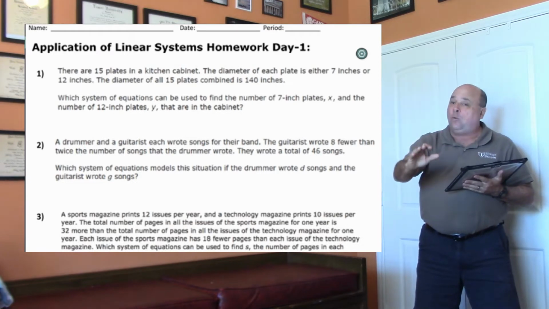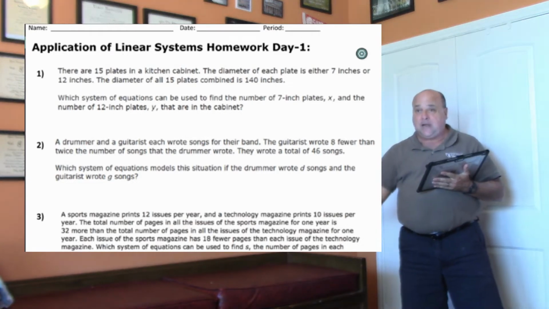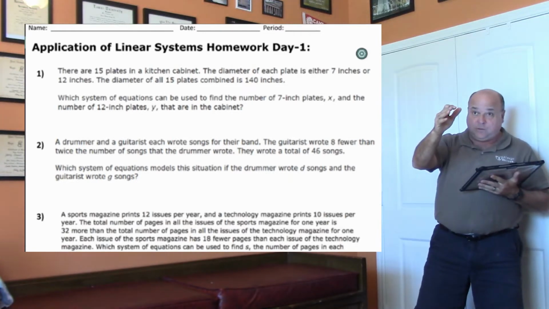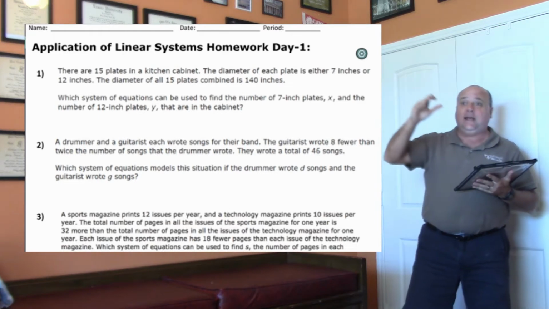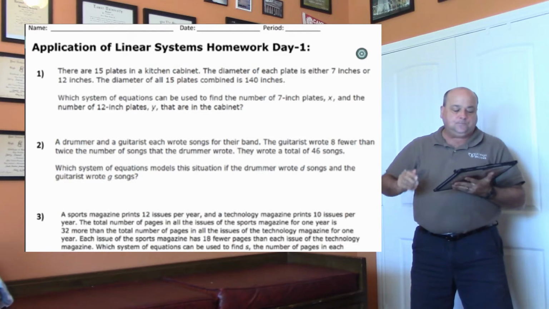Remember that no matter what, we're going to use X and Y for our variables because that's what we're going to plug into the calculator. Some of these problems tell you to use different letters, but we're going to use X and Y. I usually make the first one X, the second one Y, however you want to do it. Okay, so let's look at number one.